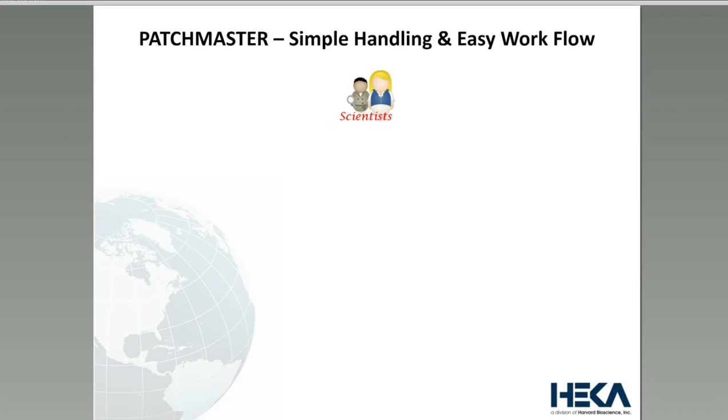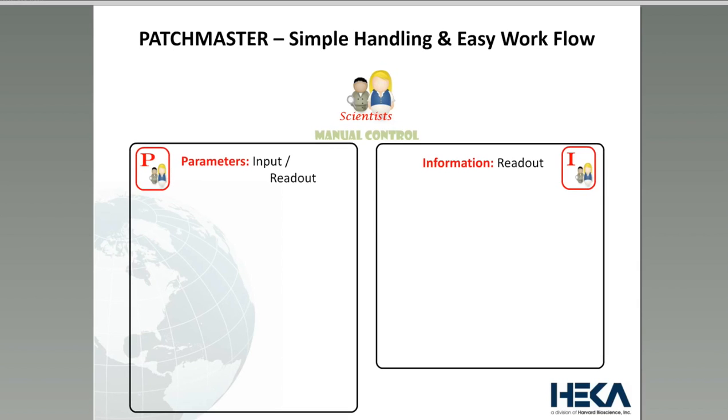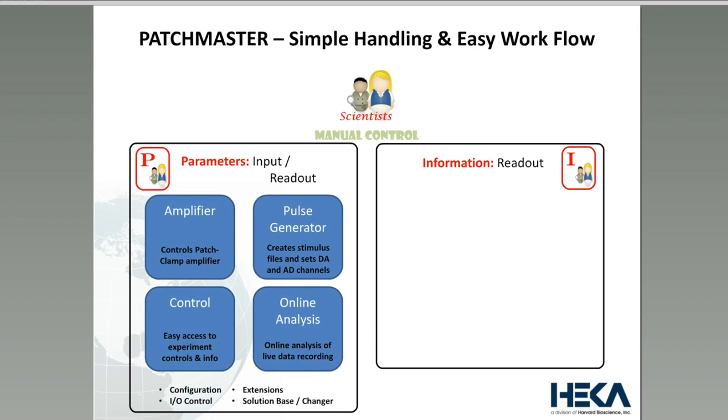Now, the handling and the workflow in PATCHMASTER. In the middle of it are, of course, you, basically the scientists. You have to work with PATCHMASTER to do your experiments, and for that, you have a manual control. Basically, PATCHMASTER windows can be categorized in two main categories. One is the parameter window, which has an input and readout, and the other one are information windows that only give you information or readouts.